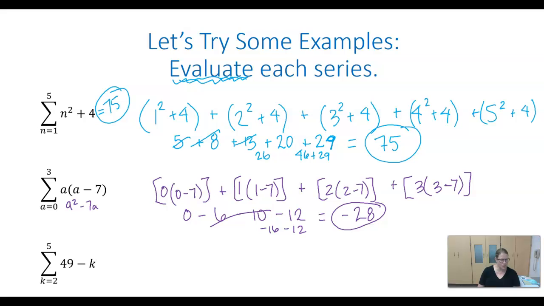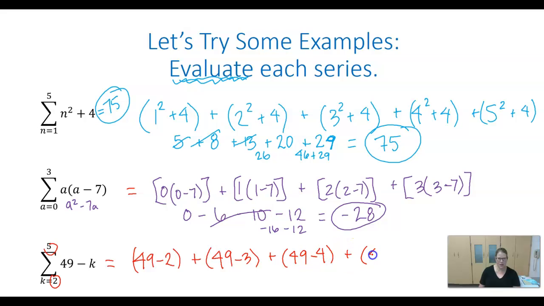Okay? So let's just try one more. I'm going to change colors again really quickly so that we can keep our work separate on all of these. I could have put an equal sign in there. 49 minus k. K is going to start at 2 and it's going to end at 5. So 49 minus 2 plus 49 minus 3 plus 49 minus 4 and ending on 49 minus 5.